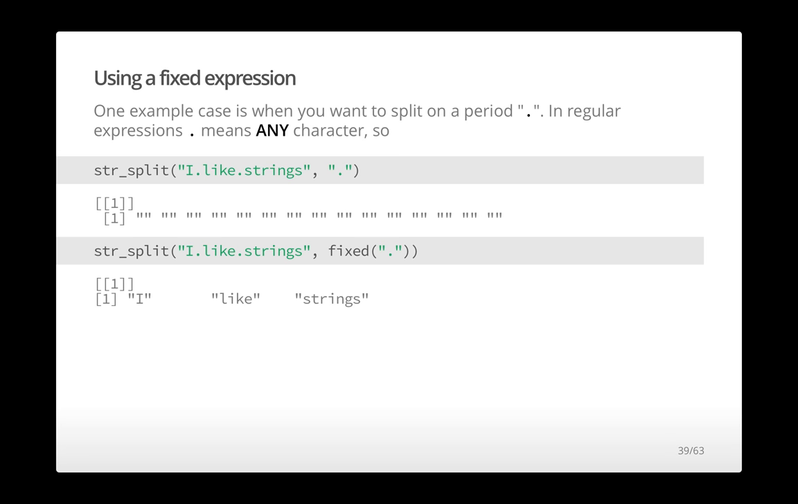That's, again, because when it sees period, it says any character. So it literally split on every single thing. So nothing was left. Okay? But you're saying, no, that's not what I want you to do. I want you to split on just a period. Just treat it as a period. So the command fixed is the command you use for that.